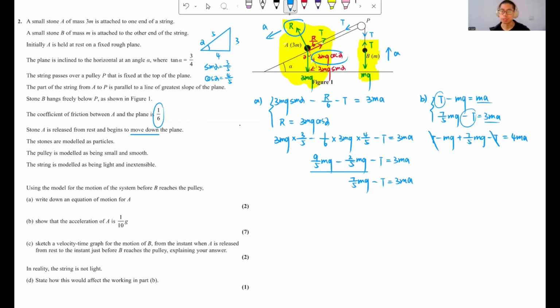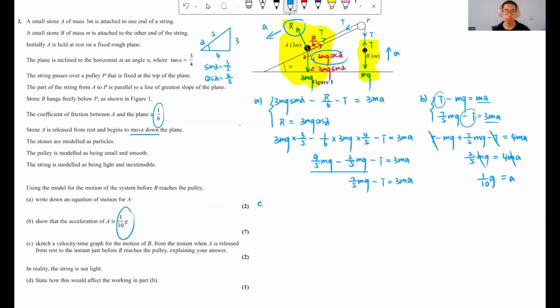And then negative mg plus 7 over 5 mg should just be 2 over 5 mg, because negative 1 plus 7 over 5 is just 2 over 5. And that's equal to 4ma. Divide m for both sides. And if we divide by 4 for both sides, 2 over 5 divided by 4, that's just 1 over 10. And then g is just g. Then we get a equal to 1 over 10 g. That would be the answer we want.